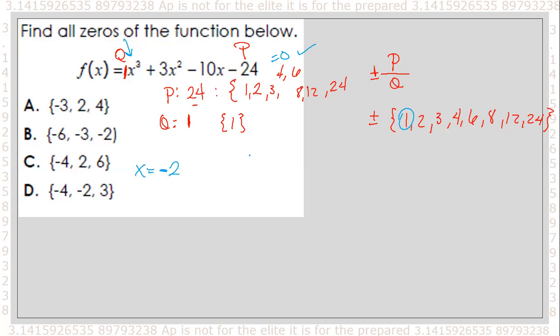But what I want to show you is that you can also use synthetic division, which means you get all the coefficients. So 1, 3, -10, and -24. And you use them to your advantage. So this right here will be -2. Whoops, this will be 1.